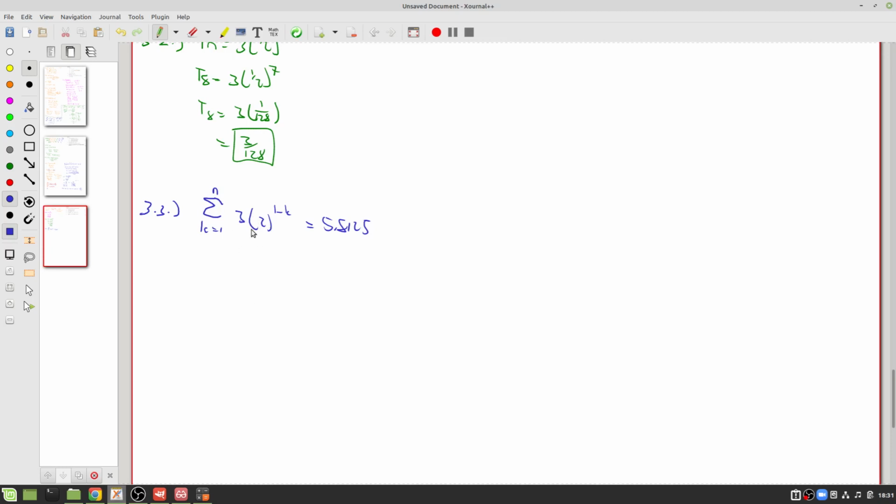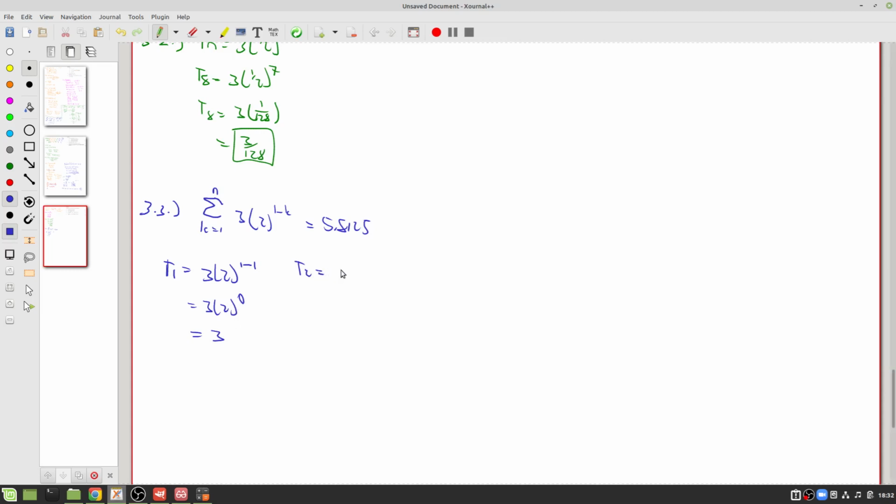So a couple of things. The first thing I like to do is write the first 3 terms of this sequence, so substitute k equals 1, then k equals 2, then k equals 3. For term 1, we substitute 1 in place of k. That'll be 3 times 2 to the power 1 minus 1, which is 3 times 2 to the power 0. Anything to the power 0 is 1, so that's just 3 times 1, which is 3. So that's our first term.